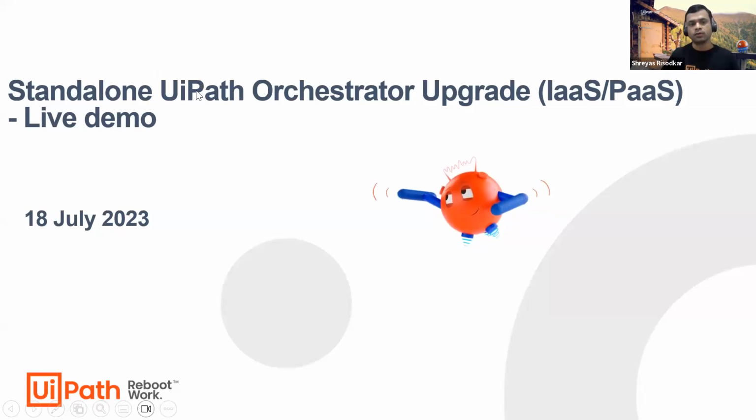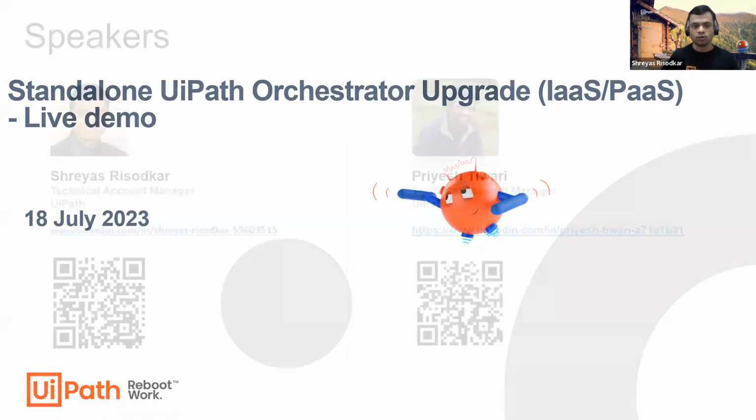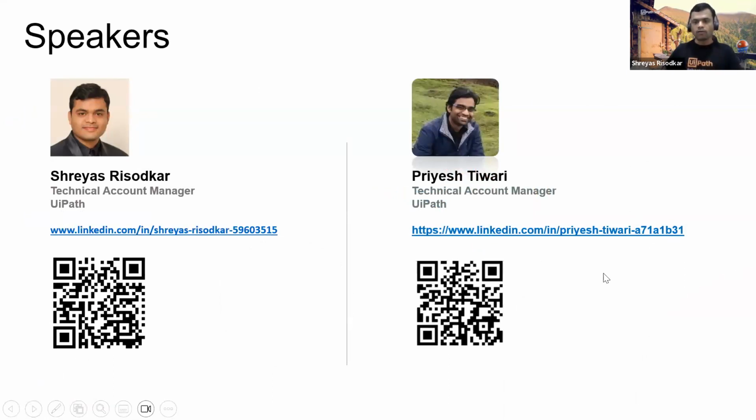So in today's session, we are looking to cover the UiPath Orchestrator upgrade of a standalone based deployment. I will be covering the IaaS based deployment part, and Priyesh will be covering the PaaS deployment part today. And we'll try to keep it as hands-on as possible. So for some of you who have seen our previous chapters, we'll give you a bit of introduction on what kind of setup we are going to use for the demo, how the architecture is currently placed, how the setup looks, and then we will dive into the upgrade scenario with a live demo example.